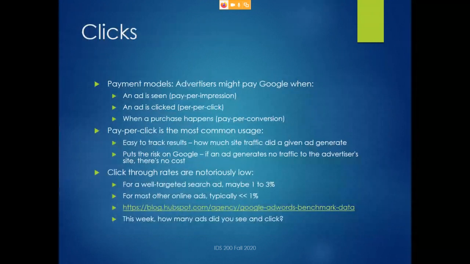All right. Now, there are different payment models for clicks. So the most common one is pay per click, right? Google gets paid when the ad is clicked. But there are some other ones. There's one called pay per impression, where anytime an ad gets shown, Google gets paid for that. And that makes sense for a lot of things that aren't going to lead to an immediate purchase.